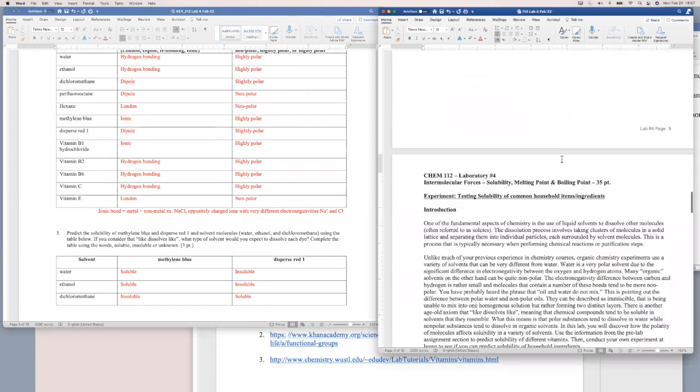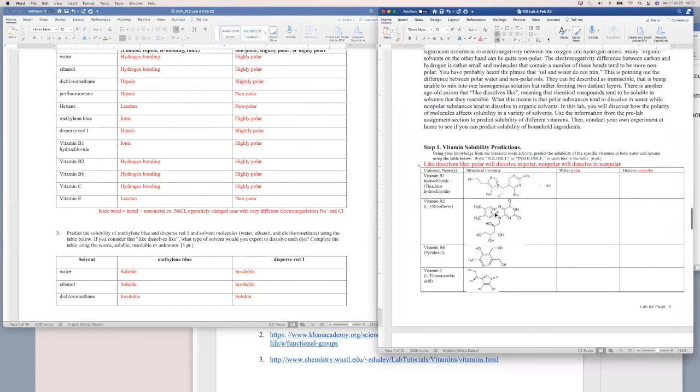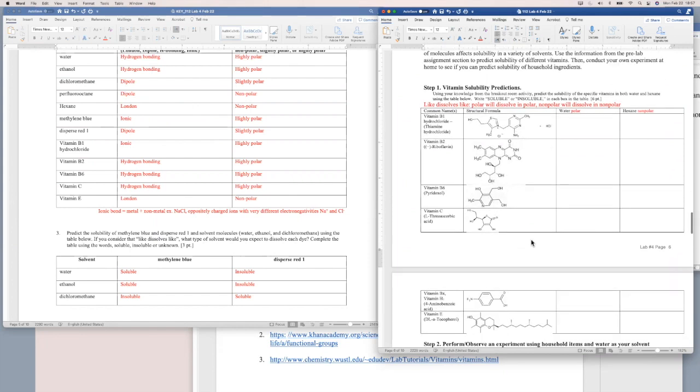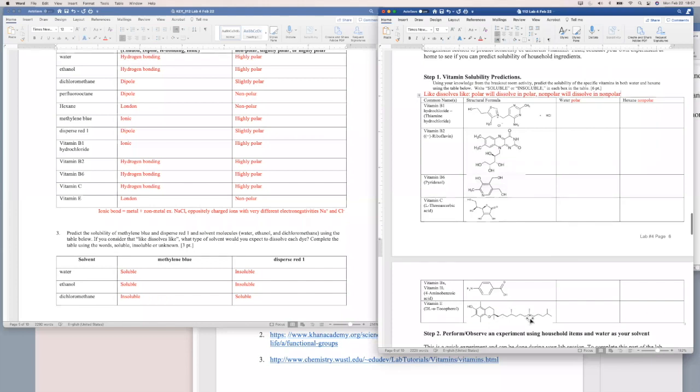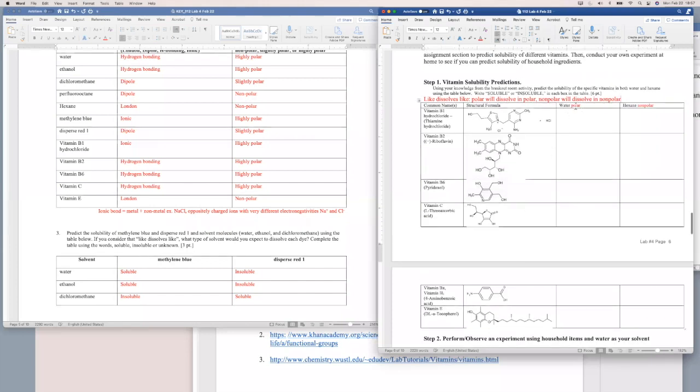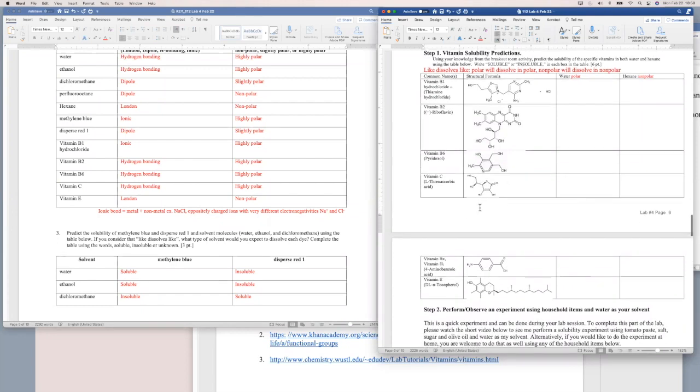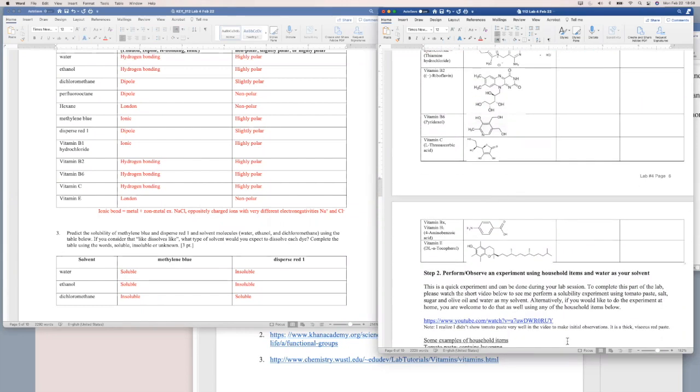So in the lab here, you have these vitamins. And so with water and hexane, given this information up above, hopefully you can see, oh, hydroxyl groups here, long hydrocarbon chain here. Is it going to dissolve in something polar or non-polar? Okay, and then the second part is just the experiment.